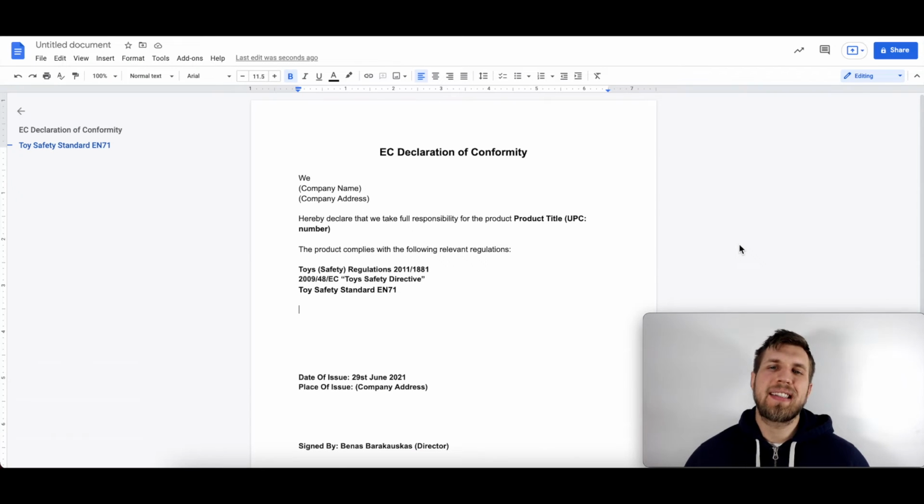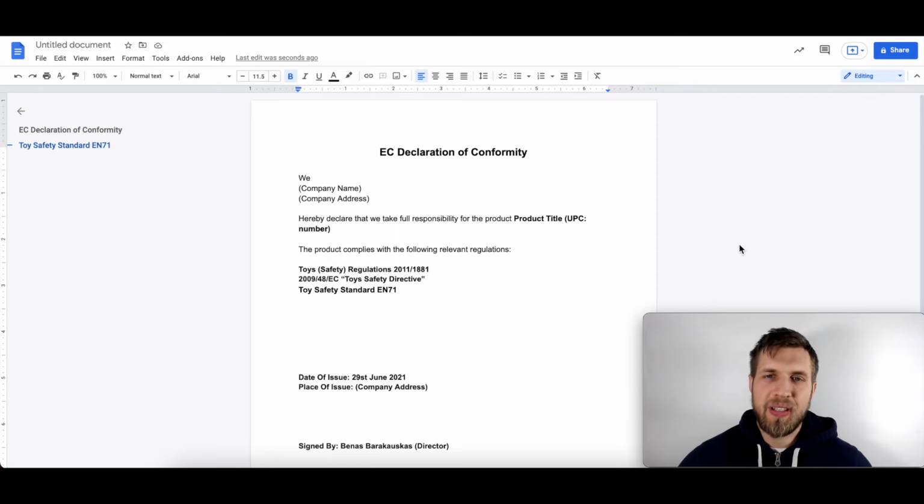What is EC Declaration of Conformity? Well, basically, this is you telling Amazon that these are the rules and regulations that our toys are going to be abiding by. This is telling Amazon that if anything happens and customers complain that they don't abide by the UK or the EU regulations, you are going to be in trouble. So you are making a formal declaration that you take all responsibility for those particular toys.